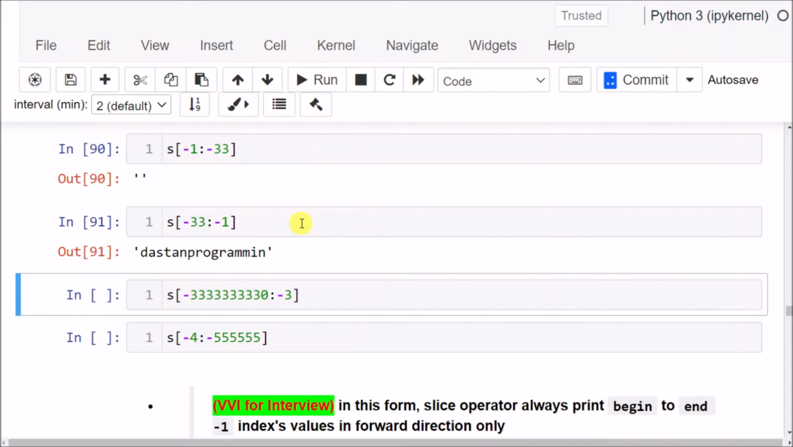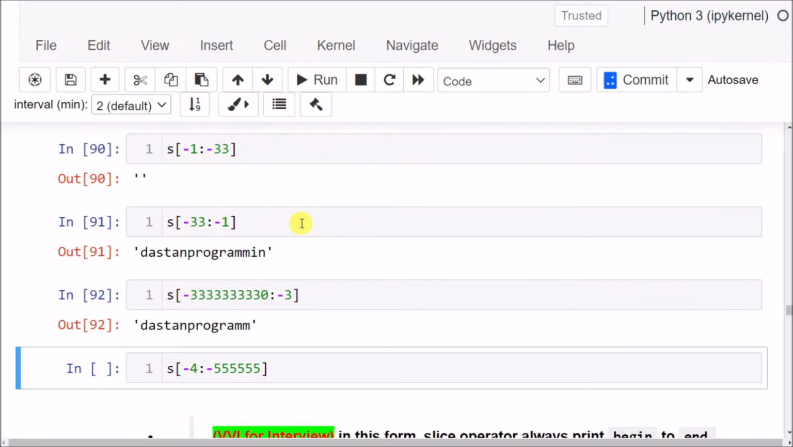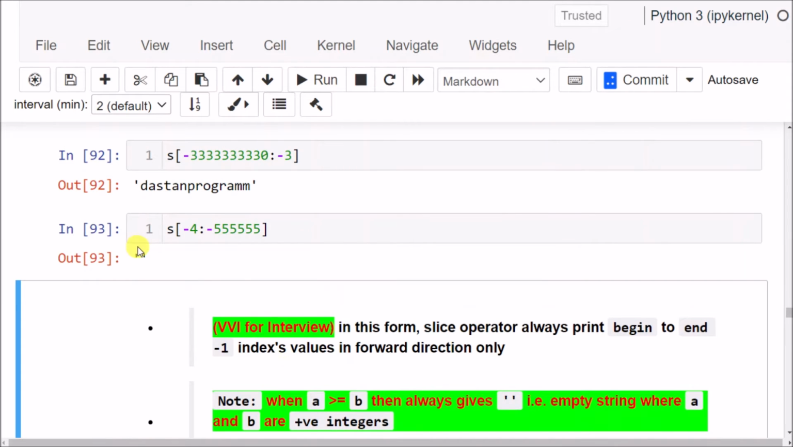And here minus 4 up to minus, and here from minus 4 to minus, that is the greater than. A is greater than B, so it returns the empty string. We can see here. So don't be confused. Just try to learn the concept. If you learn the concept, then you will never be confused. Okay.